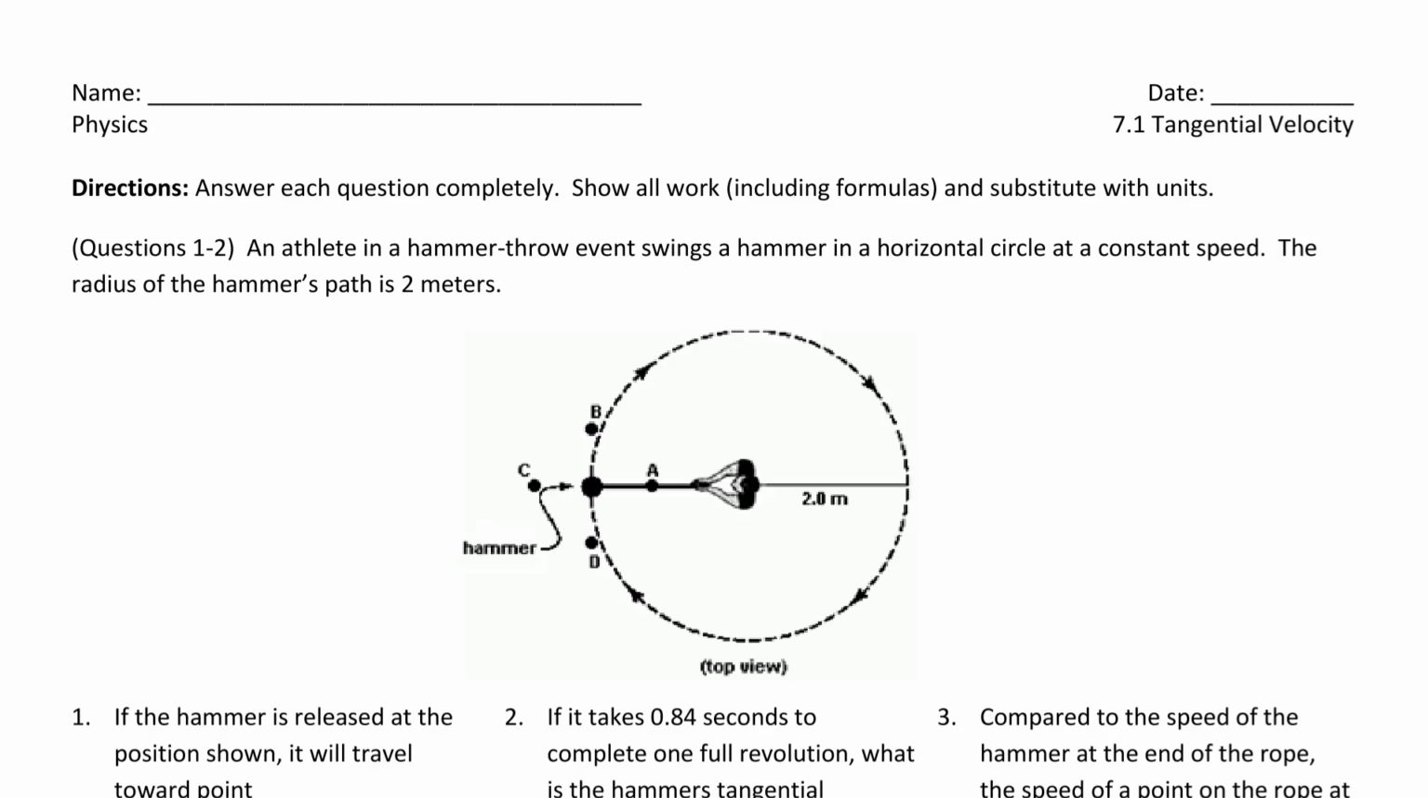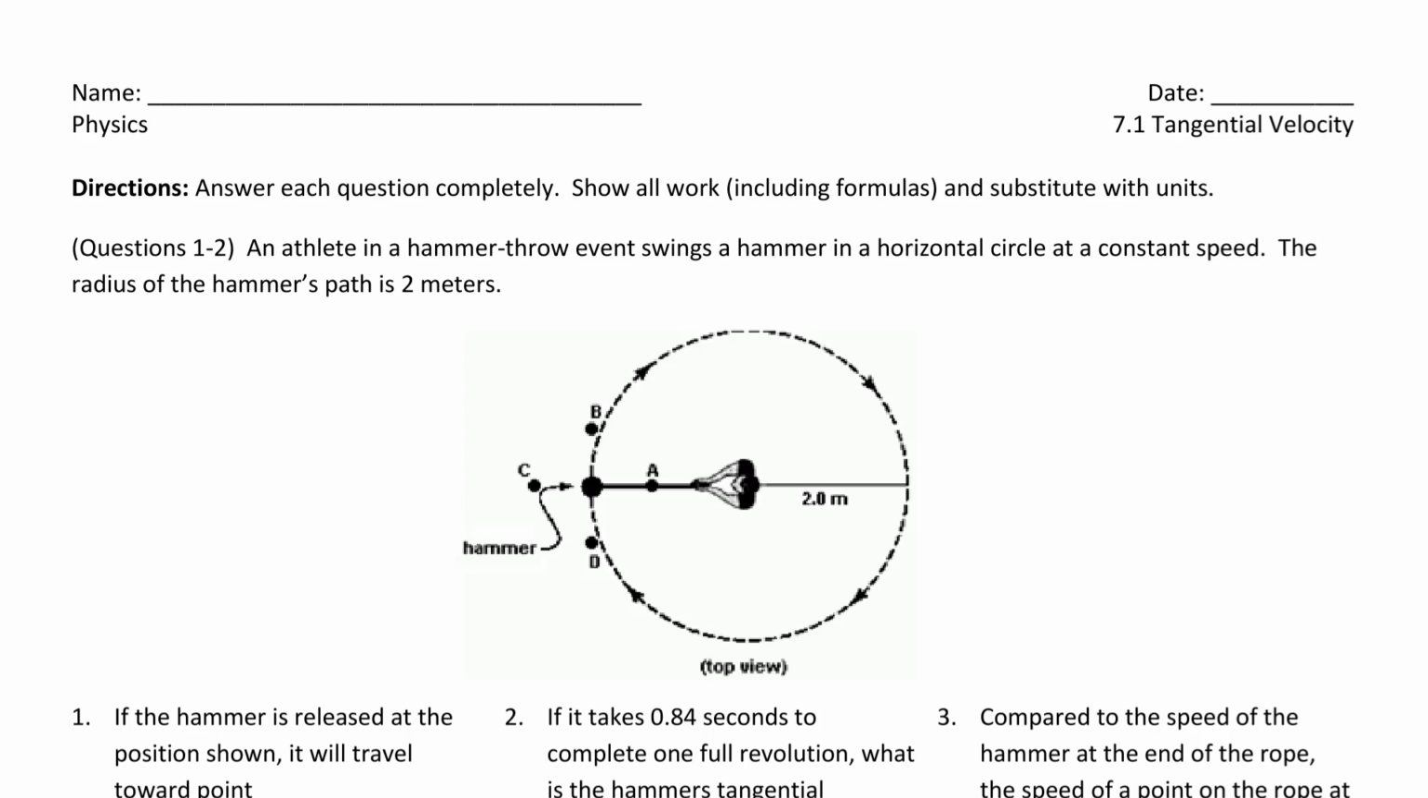Hi, and welcome to 7.1 Tangential Velocity. This is the beginning of the circular motion unit, specifically objects undergoing uniform circular motion. And again, uniform circular motion is when you're moving in a circle at constant speed. However, your velocity is changing.